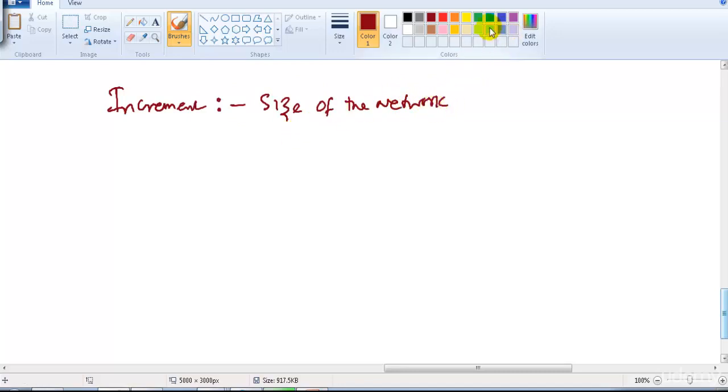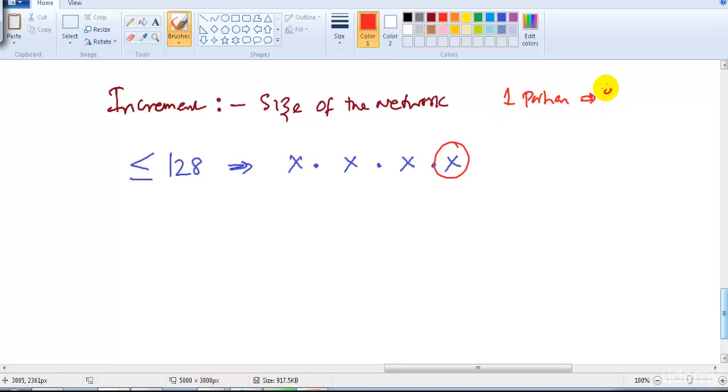In our C class examples, which we did in the basic first examples, whenever your network requirement is less than or equal to 128, let's say we got 4 portions, x.x.x.x. We always increment in the 4th portion, because in one portion you can have no more than 256 addresses, starting from 0 to 255. So in one portion we can only have 256 addresses, which means if your network size is less than 128, we always increment in the 4th portion.